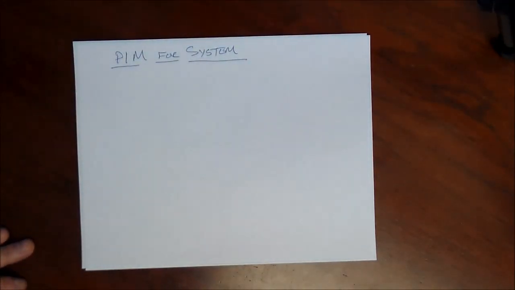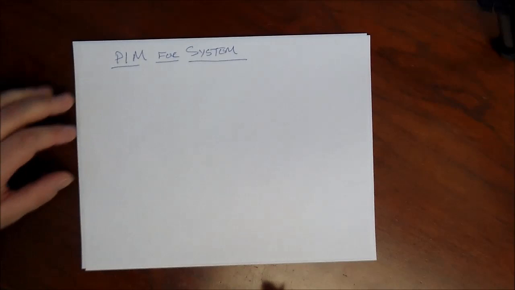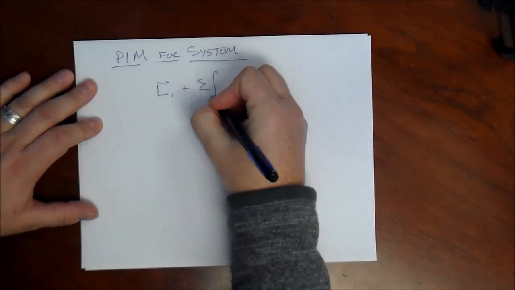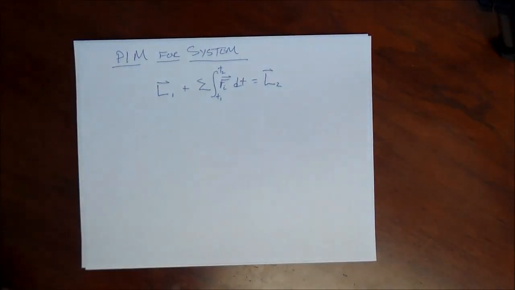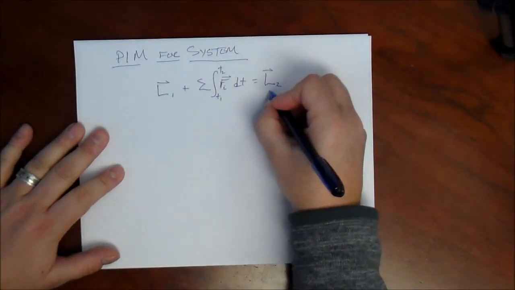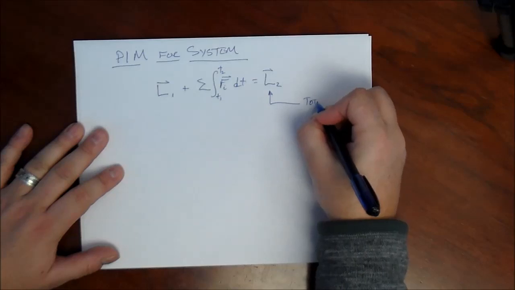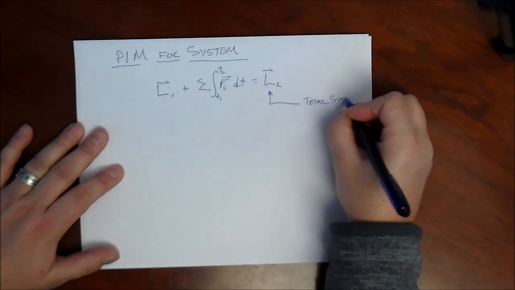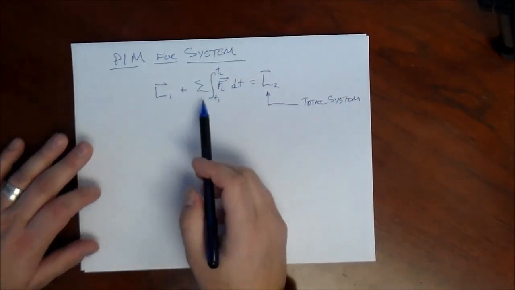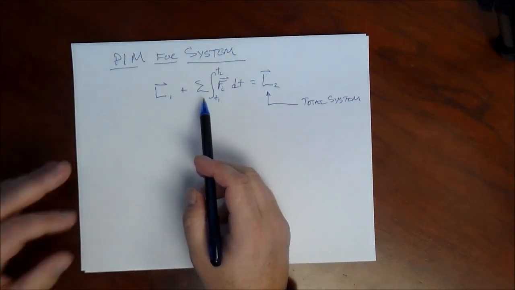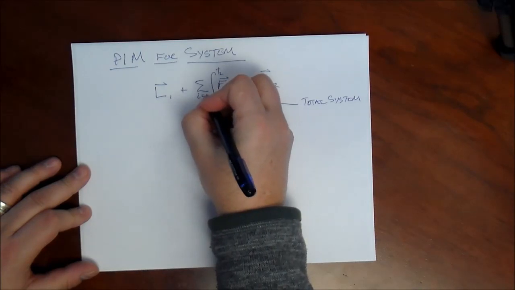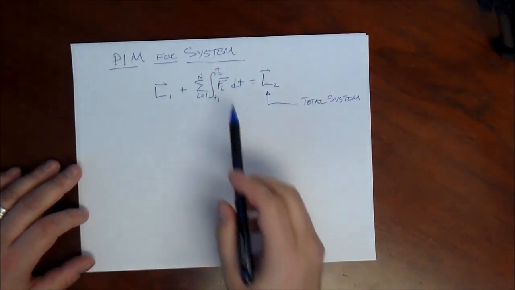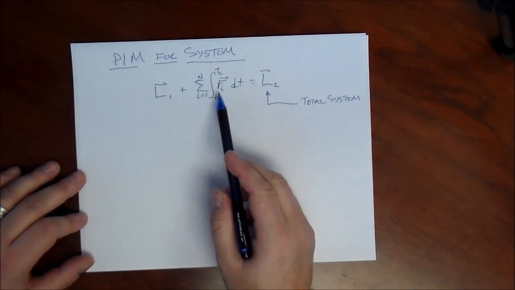Finally, we can also write a principle of impulse and momentum for a system of particles. Just like that, but recognizing now that L is the total system linear momentum, and the summation in front of the impulse integral simply highlights the fact that we're summing over all particles in the system. So we have to take the impulse of all of the external forces acting on each particle.